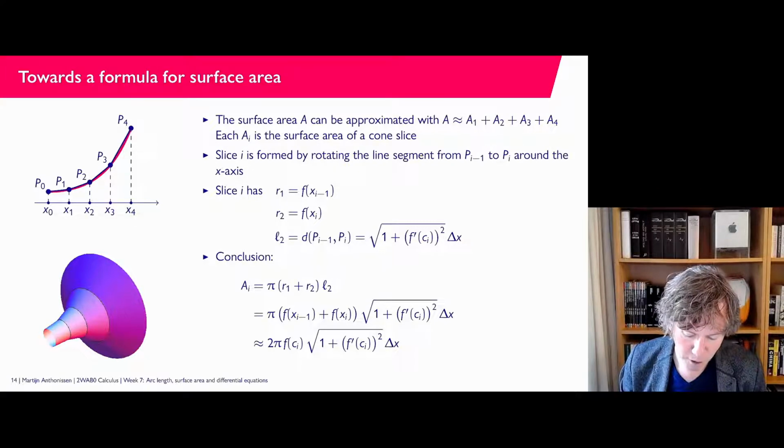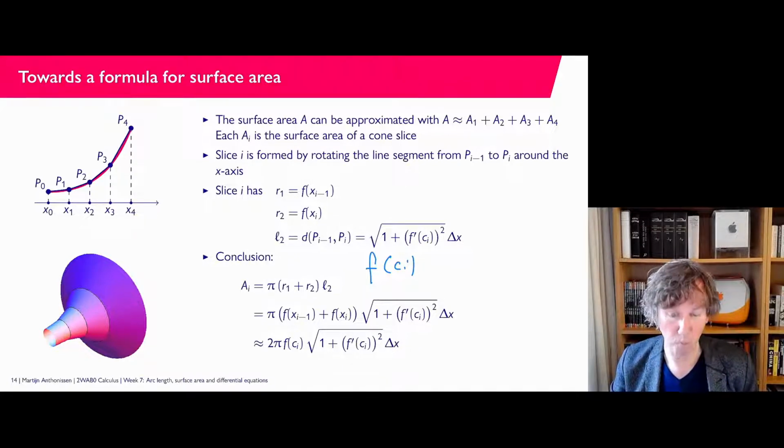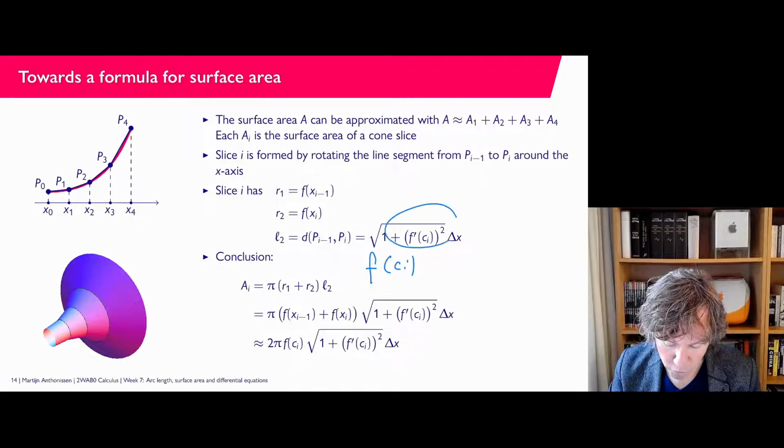So we see that apparently the area of one of these slices is the general formula for a slice of a cone. And then we're going to substitute the expressions that we had before. And I am going to say that f(x_{i-1}) plus f(x_i) is approximately f(c_i) times 2. So basically what I do here is that I say, well, c_i is the point from the mean value theorem, where we have this f prime here.